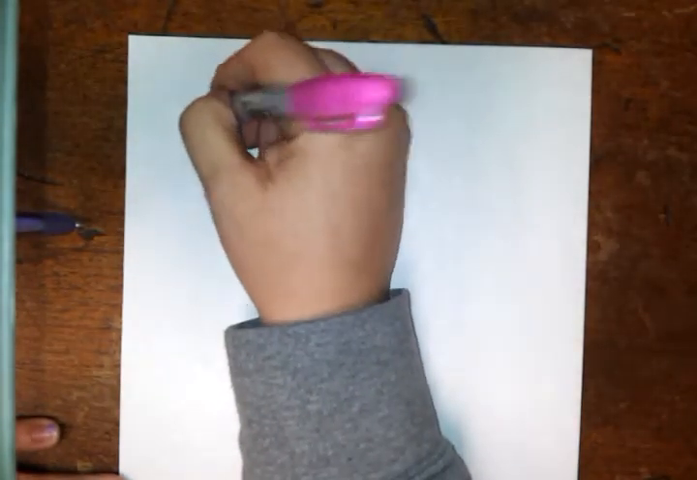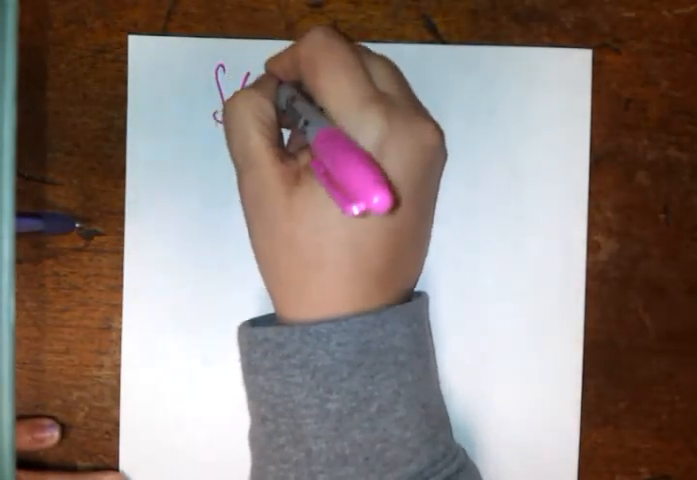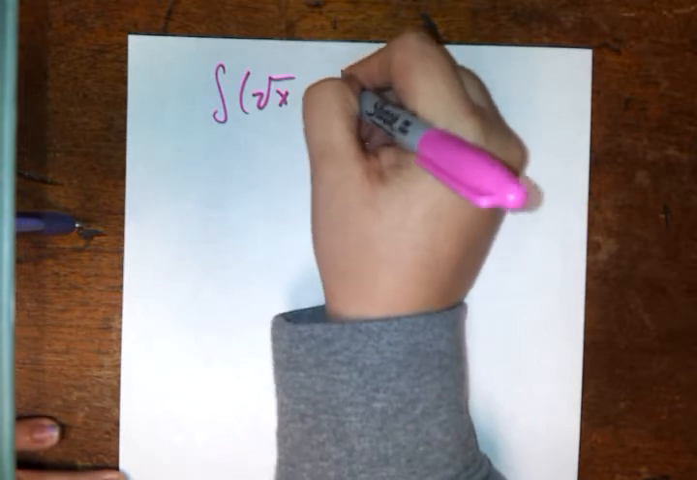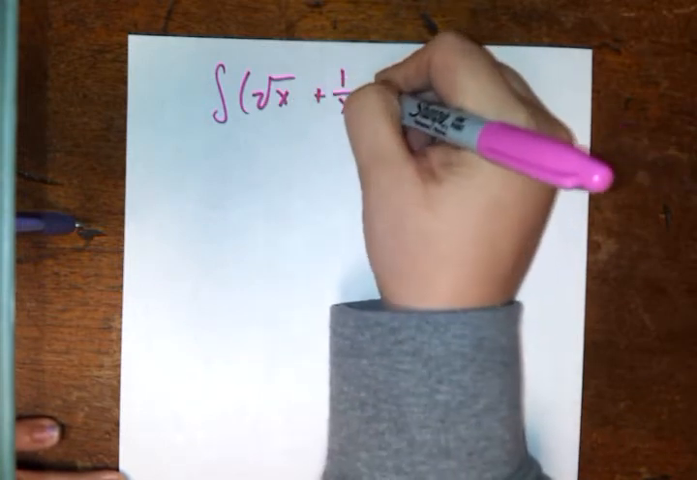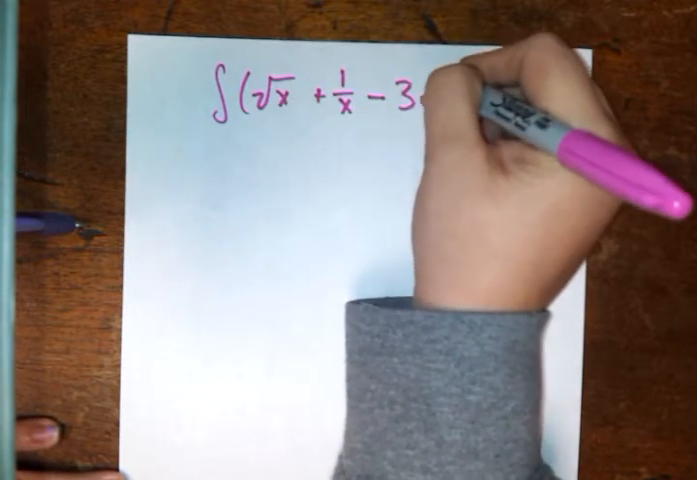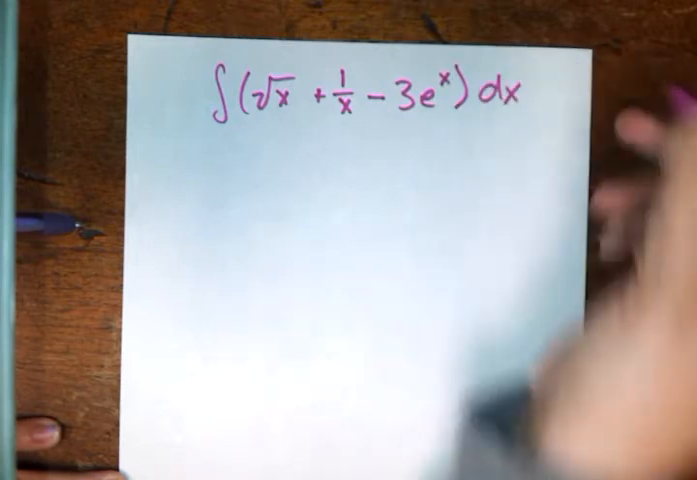Okay, question 10 on homework 17. I've seen a couple of pretty common mistakes on this one, so let's go ahead and clear it up by working through the whole thing together. They are asking for the indefinite integral of the square root of x plus 1 over x minus 3 e to the x with respect to x.